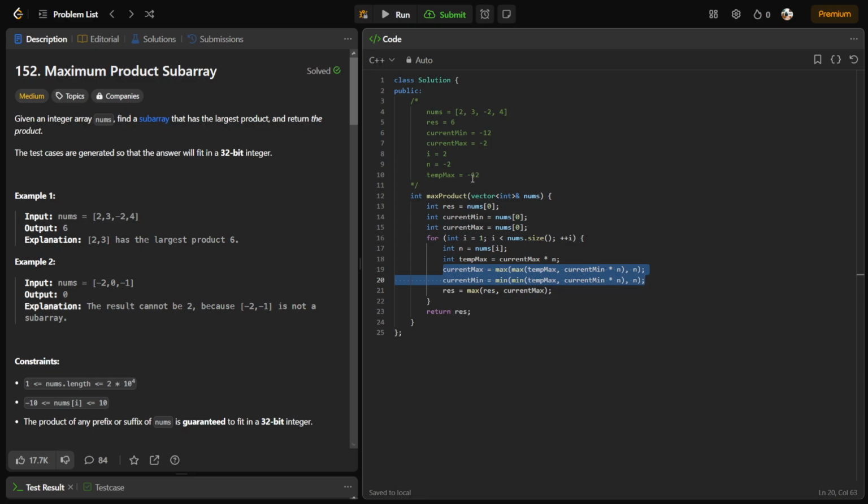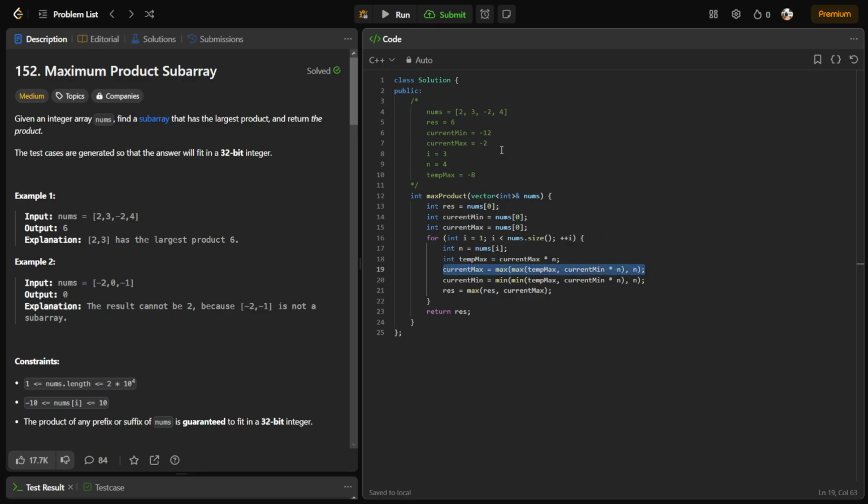Either way, once we're done with all of this, our result needs to be checked. But since current max is negative 2 and 6 is more than negative 2, we don't need to update result. Since that is done, we increment i to our last number, which is 4. Here we calculate temp max again, which is negative 2 times 4. This will give us negative 8, the product of multiplying negative 2 and 4.